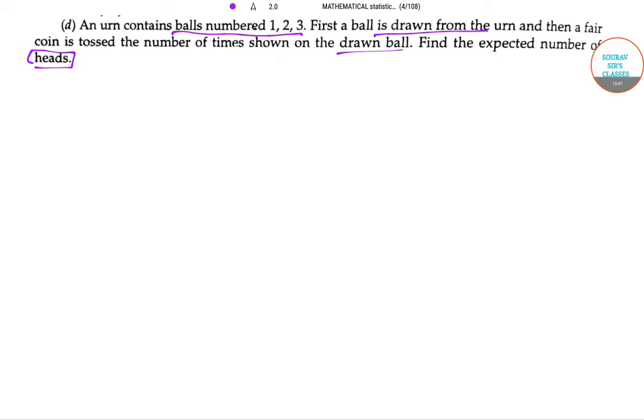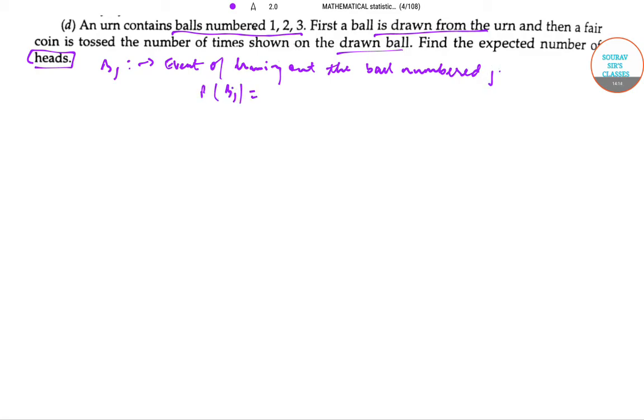So first let us define Bj to be the event of drawing out the ball number j. So P(Bj) is equal to 1 by 3 for j equal to 1, 2 and 3, because each ball has an equal probability of being drawn out, so it is 1 by 3 of each ball being drawn out.